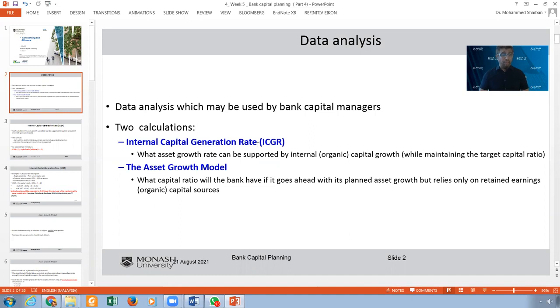Now, the question is, what if I don't want that and I want to grow more? The literature and practice provide us with another method called the asset growth model. This is when the growth is higher than what the return earning, or the internally generated capital, is enough to support. Because it's not enough to support, we have to see what we can do about it, and usually we will take external capital. We just want to know how much and how.